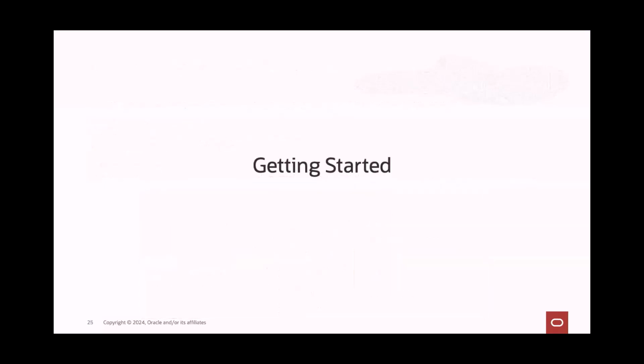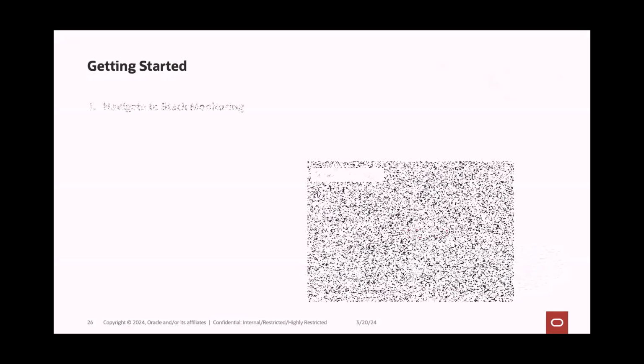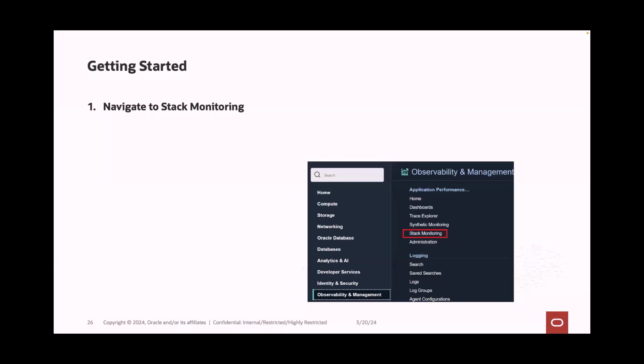All right, so we've talked about a lot of cool things. How do you get started? Enabling the service is easy. The onboarding process will create the necessary groups and users to begin using Stack Monitoring. You first navigate to Stack Monitoring. We're located under Application and Performance Monitoring within Observability and Management.